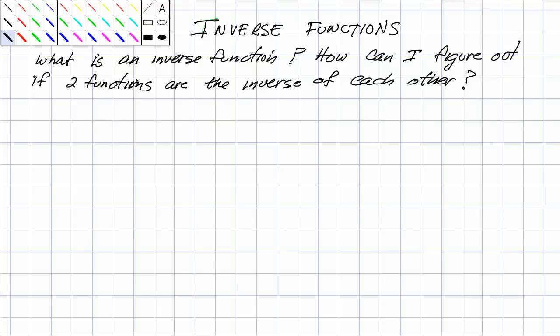This is our first lesson on inverse functions. We're trying to answer two questions. What is an inverse function? And how can I figure out if two functions are the inverse of each other?